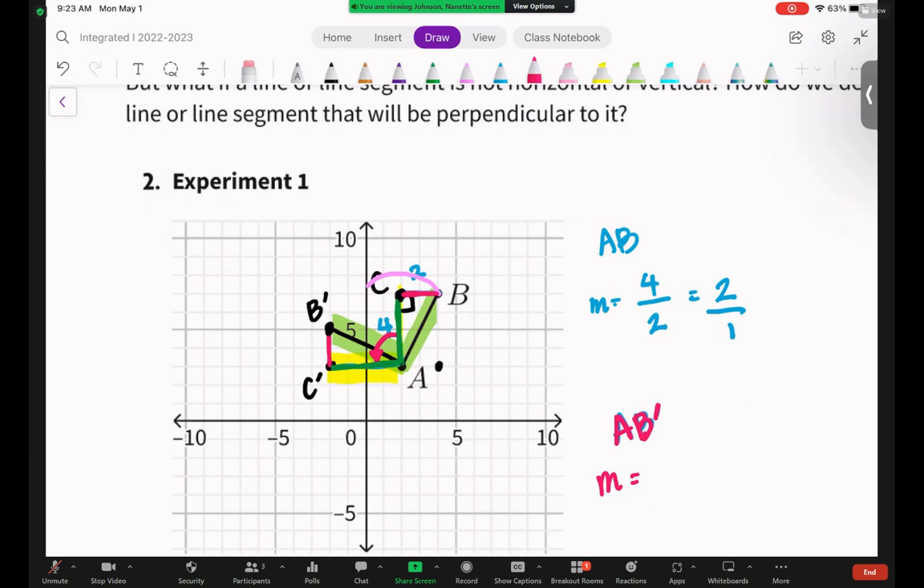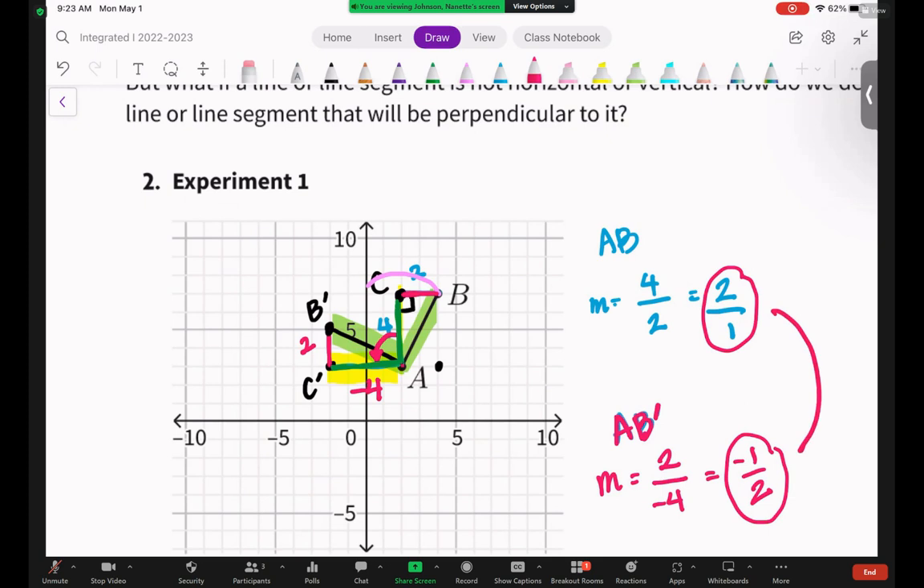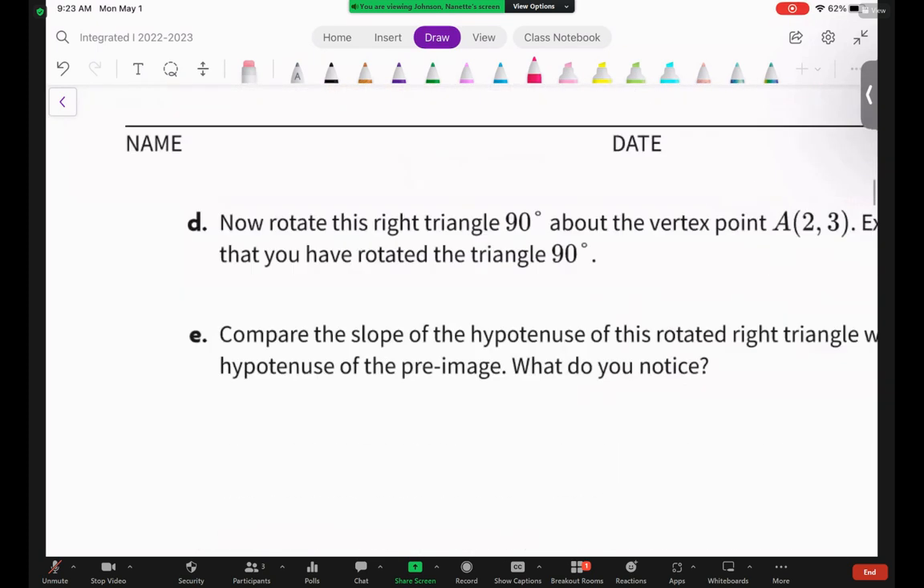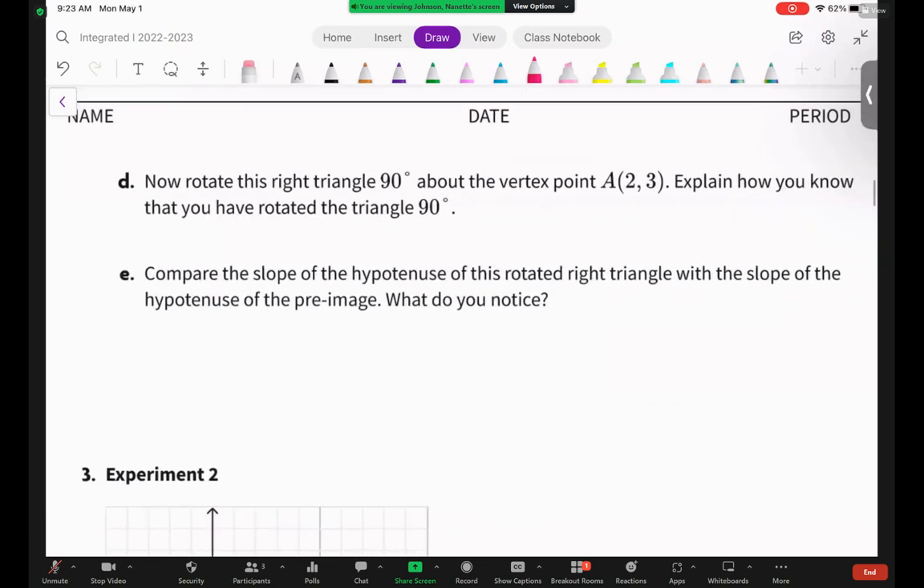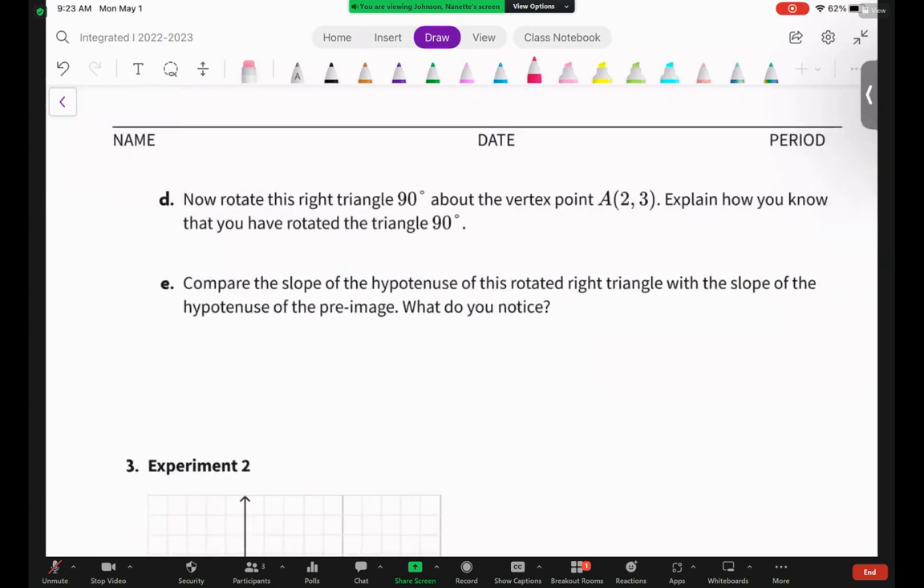Some of you are like, okay, well, Miss Johnson, to go from A, you go -4 and you go up 2. So the rise is 2 and the run is -4, which when I simplify it, that's -1/2. And then they wanted you to compare these. So does anybody see anything neat, significant? I always play the game like, how did we get from here to here? How do you get from here to here? And some of you are already seeing that pattern. So write your pattern down here. Write your pattern. What pattern did you see?